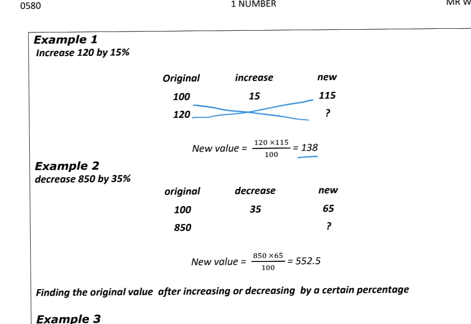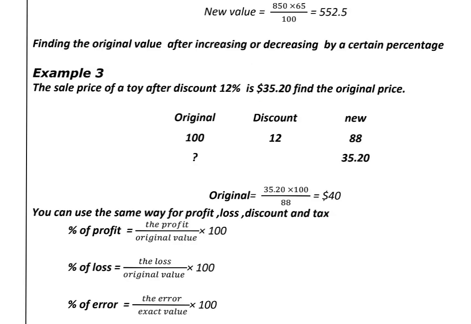If I need to find the value after a decrease of 35%, 850 decreased by 35%, I need to find the new value. By the same way, 100 minus 35, because for decrease you need to subtract, so 65, I need the new value. So cross multiply, 65 times 850 divided by 100 to find the new value. It's 562.5.